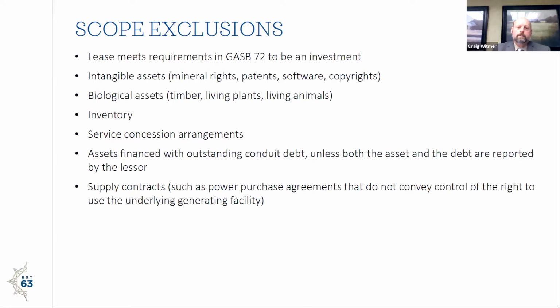But supply contracts, and this is a key because we do see this from time to time. You may have a power purchase agreement, probably not going to convey the control of rights in the underlying generating facility as part of that agreement, so it's not going to apply. And that's an example where you may have the use of the asset, you're receiving the power, but you don't control the asset itself.